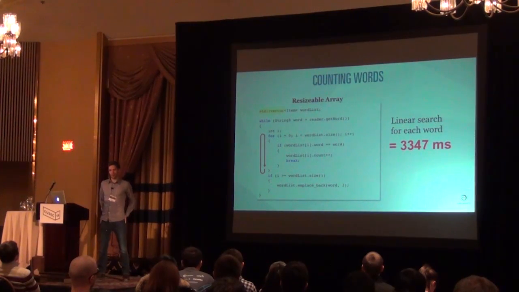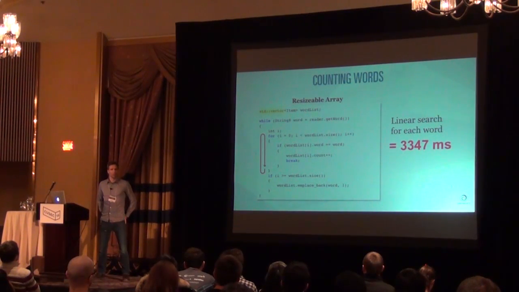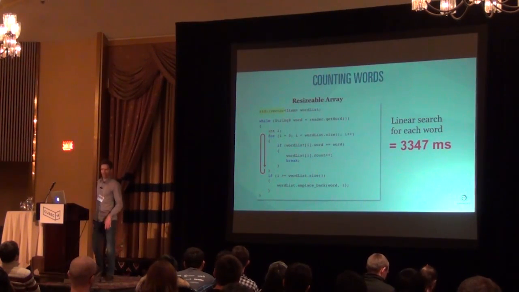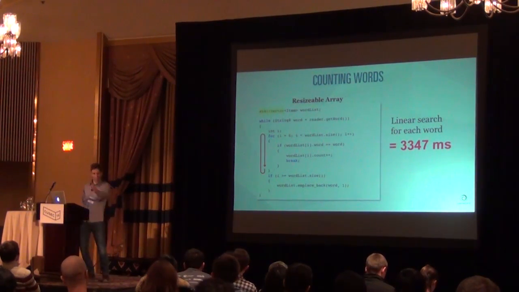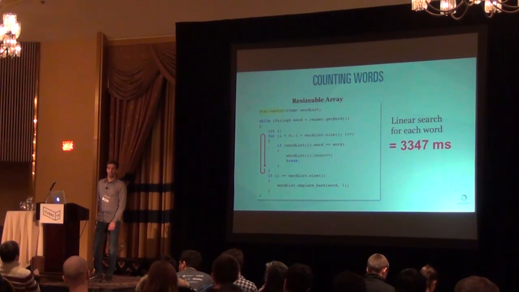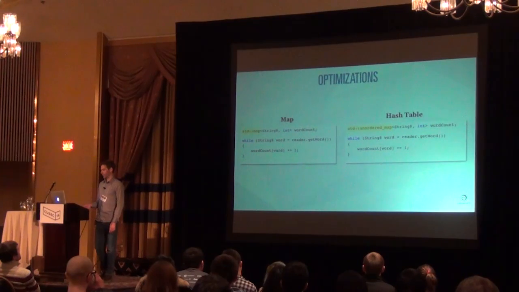Now, looking at this code, does anyone have an idea what I can do to improve performance? Shout out any ideas. Binary search. Binary search, anything else? std set, or you might have meant map, perhaps. That's actually what I tried. Yes. Use a hash table to store the words in a specific array. A hash table. Very good. So I tried both those things.